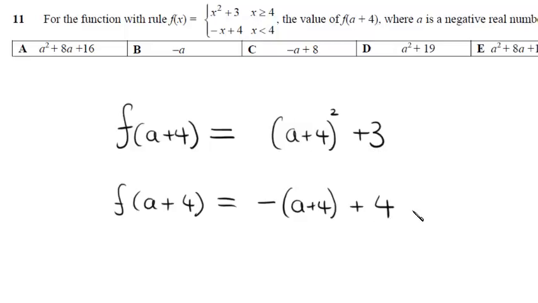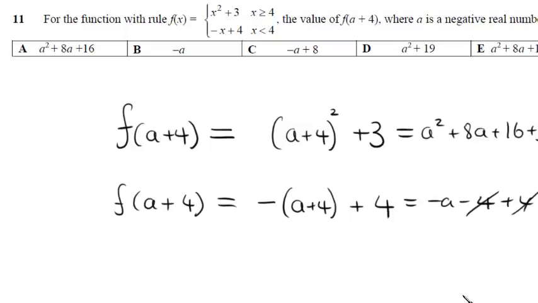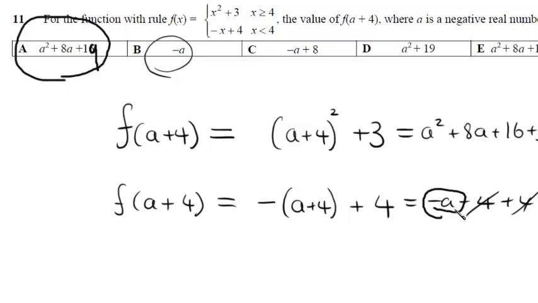If I use this one here and expand it out, it's a squared plus 8a plus 16 plus 3. This one would be negative a, negative 4 plus 4. So it's negative a, negative 4 plus 4, and this and this cancel out. You just get negative a. So is the answer a squared plus 8a plus 19? Maybe I'm going to change that to 19, okay? Or is the answer negative a? You have to make a choice. I want you to think about that for a minute.